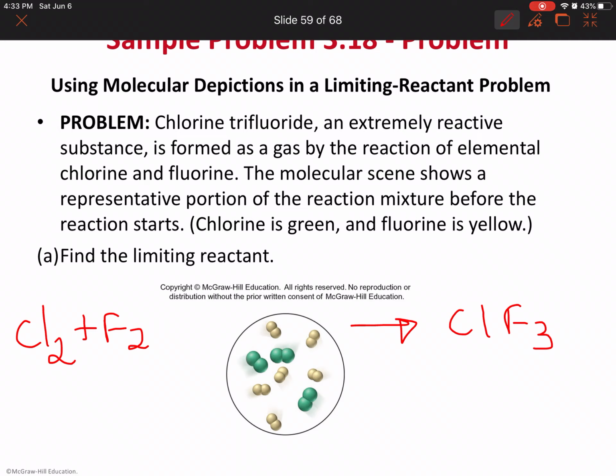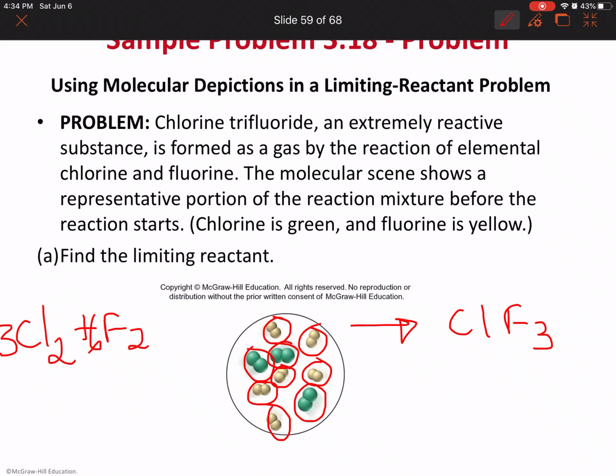So how many chlorine molecules are there? Chlorine is the green one. 1, 2, 3. So there are 3 moles of chlorine. How many moles of fluorine are there? 1, 2, 3, 4, 5, 6. 6 moles of fluorine are there. I forgot something. I need to balance it before I do that.